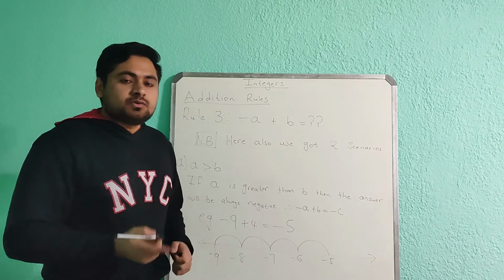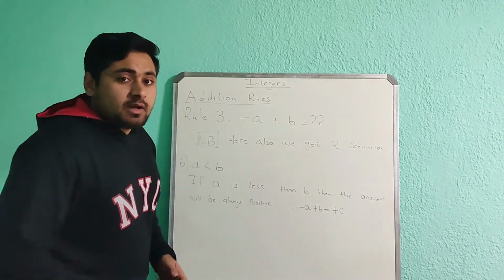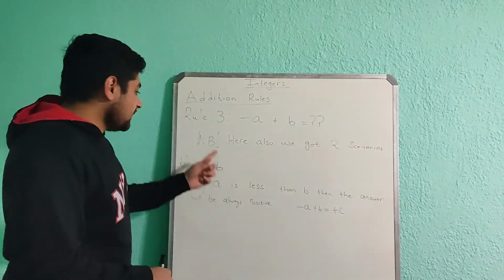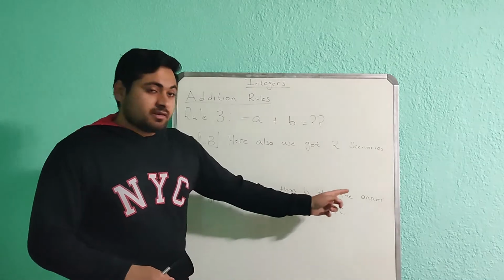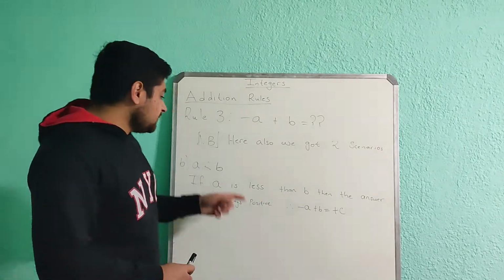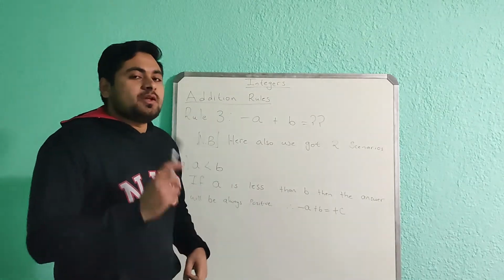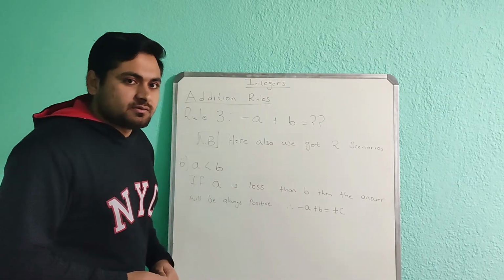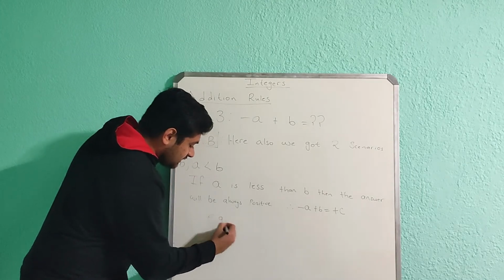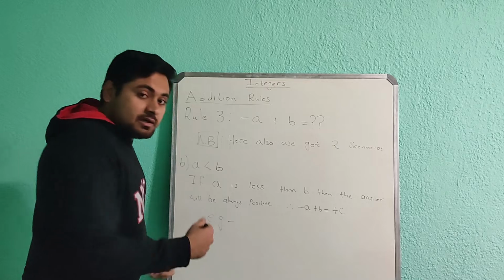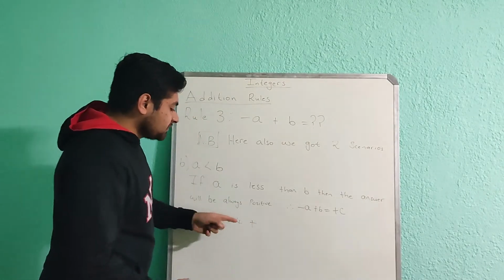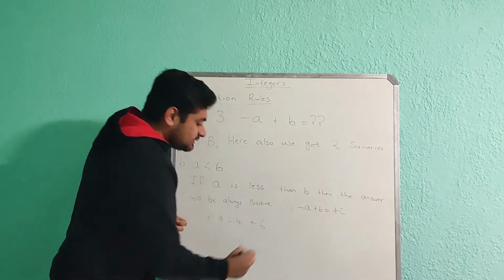Let's look at scenario 2 of rule 3. Now, what does scenario 2 of rule 3 say? It says if A is less than B, then the answer will always be positive. So if A is smaller than B, then your answer will always be positive. Let's look at this rule by means of an example. Let's take minus, let's choose a number, let's say 4, plus, and now B should be bigger than A. So let's take the number 6.